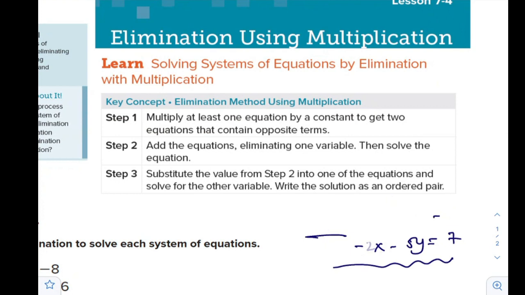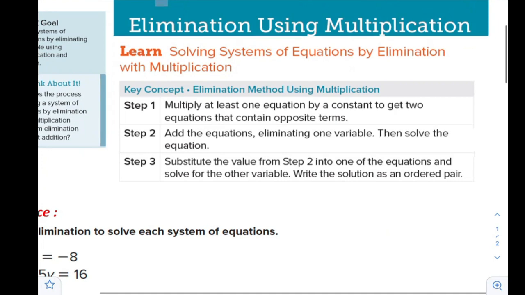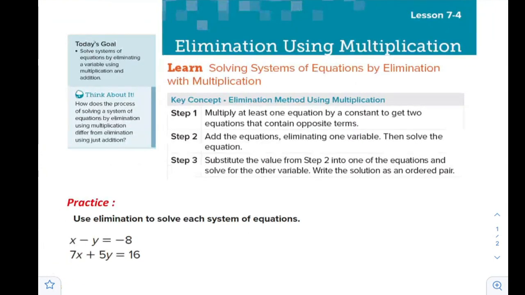But in this lesson, none of the variables is opposite or exactly the same as the other one. لذلك هناك عملية ضرب يجب أن تجرى أولا. In this lesson, you need to multiply at least one of the equations by a constant to get two equations that contain opposite terms. And this is step one. You will multiply one of the equations to get opposite coefficients.